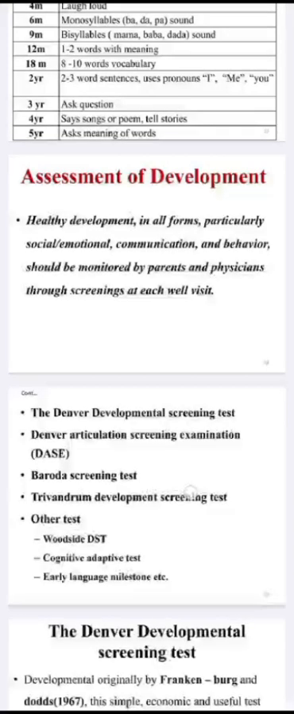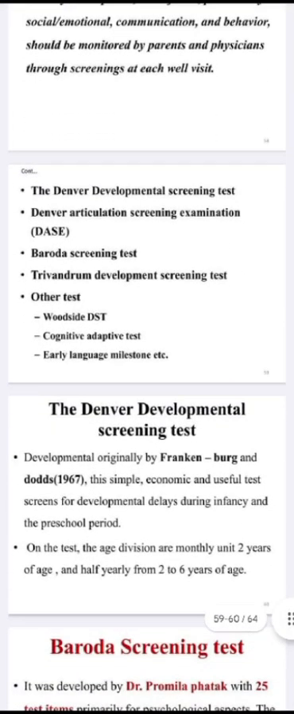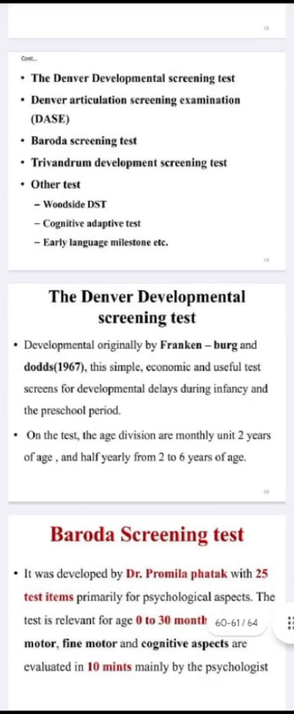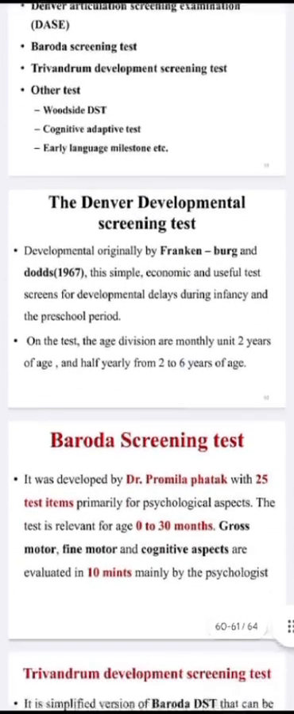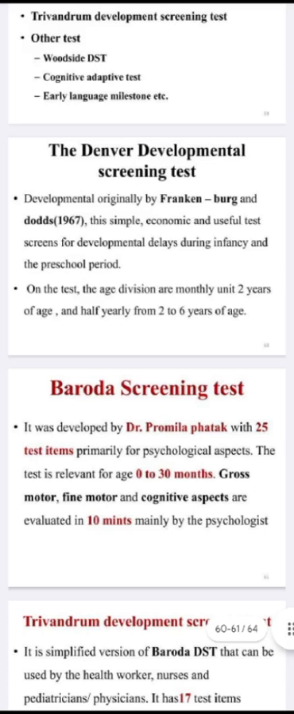In assessment of growth and development, we see all domains. Particularly social and emotional communication and behavior should be monitored by parents and physicians through screening at each well visit. The screening tests include the Denver Development Screening Test, the Denver Articulation Screening Examination, the Baroda Screening Test, the Trivandrum Development Screening Test, and others, that is Woodside DST, cognitive ability test, and early language milestone scale, etc.